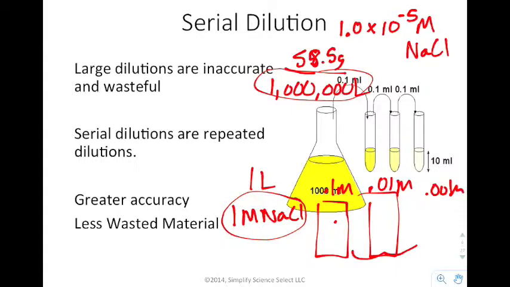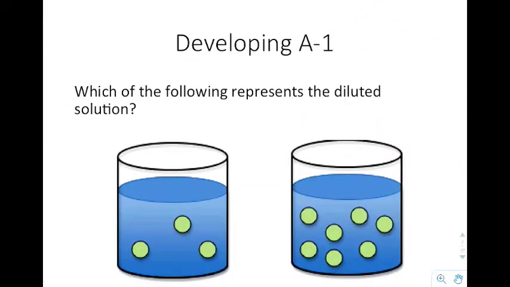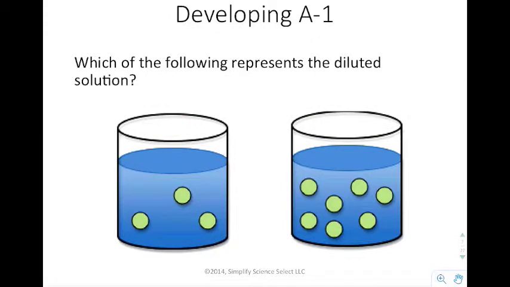The process of a serial dilution uses a lot less solvent, a lot less material, and is less wasteful, and also produces greater accuracy. The likelihood that you are going to be able to accurately measure 58.5 grams is pretty reasonable, but that you are going to accurately measure a million liters is not. So because of that, the serial dilution process has its advantages whenever you're trying to make very dilute solutions.